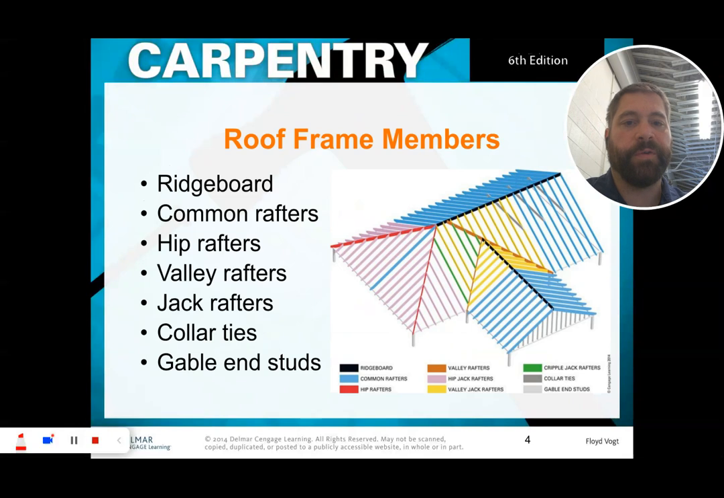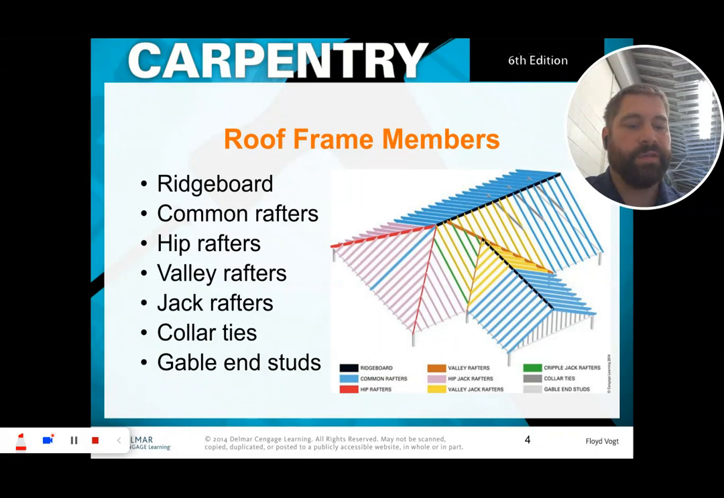So let's talk about the roof frame members. You can see this thing's nice and color coordinated. Let's go over them. The first that we're looking for is the ridge board. Here it's indicated that it's black, and we can see that the ridge board comes up right here. That's the top of your roof.